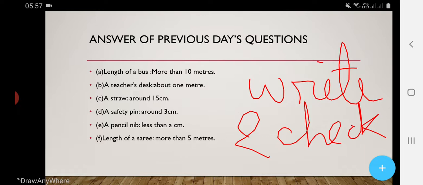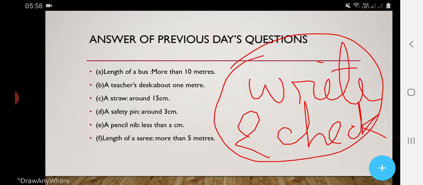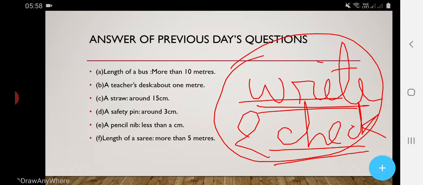Now, length of a bus: more than 10 meters. A teacher's desk: about 1 meter. A straw: around 15 centimeter. A safety pin: around 3 centimeter. A pencil nib: less than a centimeter. Length of a sari: more than 5 meters. I repeat this. Write it, and those who were able to solve it, just check.